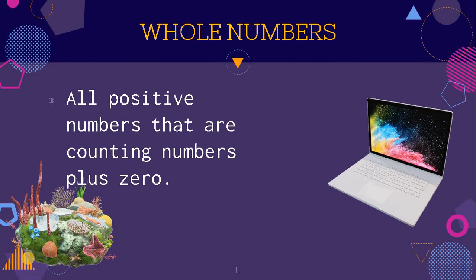Number 2 is a whole number. These are all positive numbers that are counting numbers and 0. So we start with 0, 1, 2, 3, 4, 5, 6, and continue. Infinite positive numbers. So these are whole numbers.